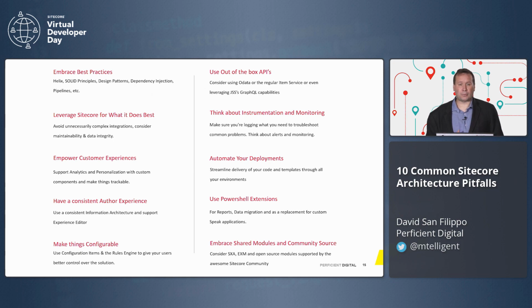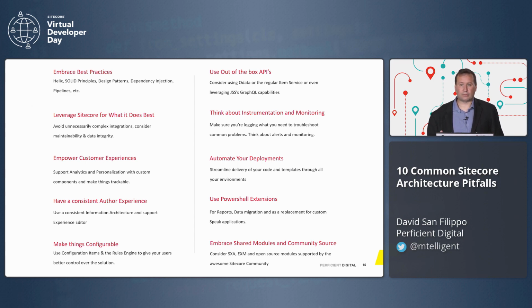Have a consistent author experience. Use consistent information architecture and support the experience editor to make sure your content authors know what to look for and how to use your components. Make things configurable. Use configuration items and the rules engine to give your users better control over the solution. Use the out-of-the-box APIs. Consider using the OData or the item service or even leveraging JSS GraphQL capabilities. Think about instrumentation and monitoring. Make sure you're logging what you need to troubleshoot common problems. Think about alerts and monitoring.